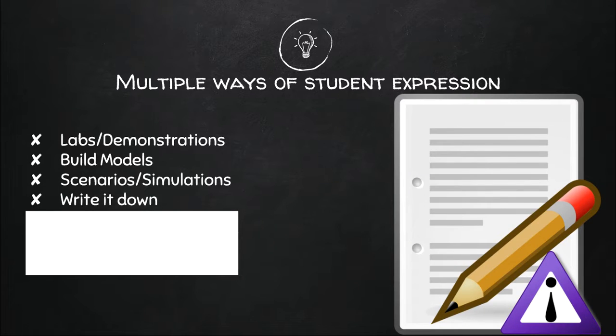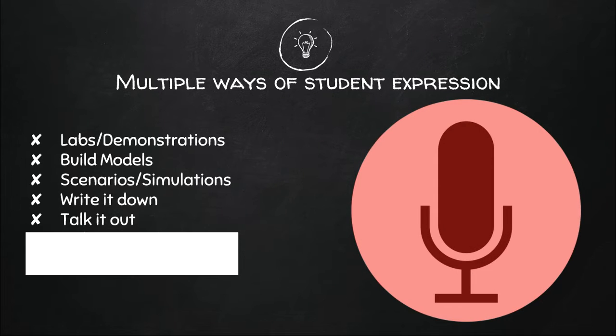Another way is to write it down. So students can write or type and turn in some sort of written expression to show that they have mastered a skill. They can verbalize, they can talk it out. They can talk it out with partners. We can give oral presentations in the class.